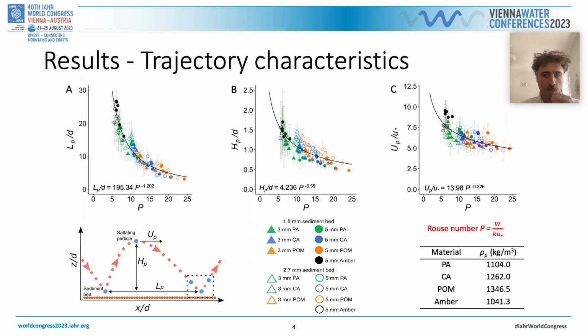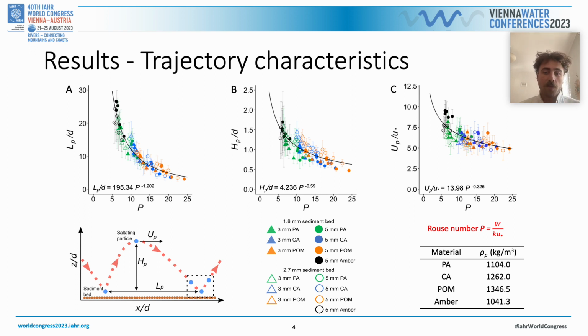The coloured points on these graphs indicate the different microplastics that we used in experiments. We used PA, CA, and POM with different densities. And the different shapes on the graphs indicate the different bed roughnesses we used. The black points are the amber particles, which we use as a proxy for sediment. And on the x-axis is the Rouse number. So this is the Rouse number calculated as the ratio between the settling velocity of the particle and the shear velocity of the flow conditions that we used in the experiments.